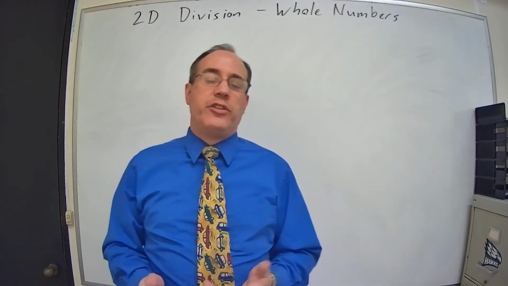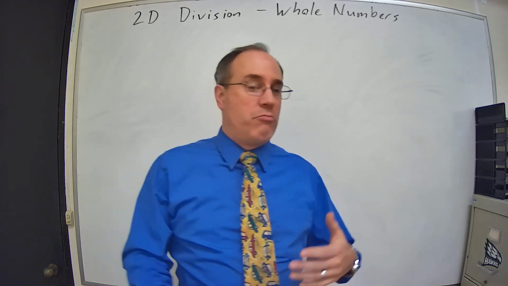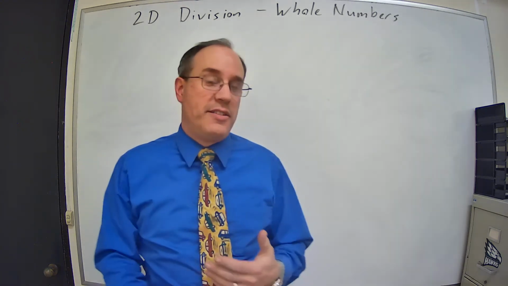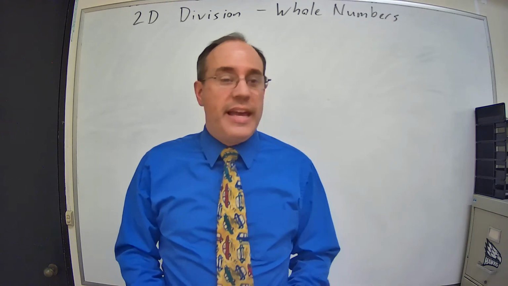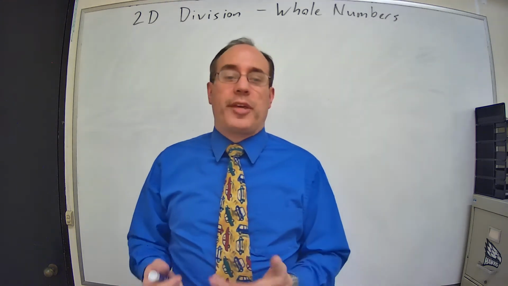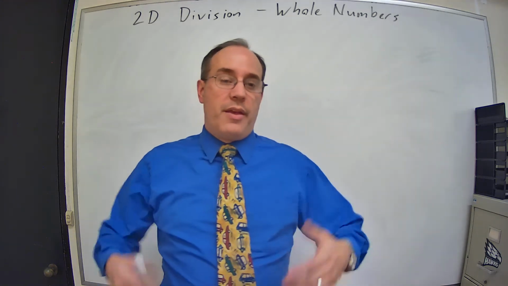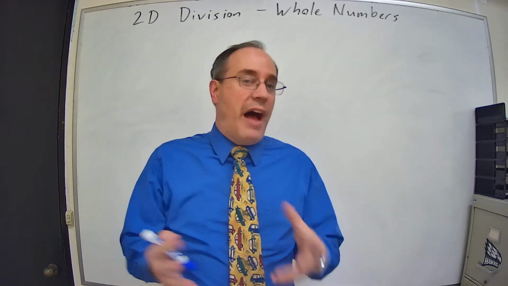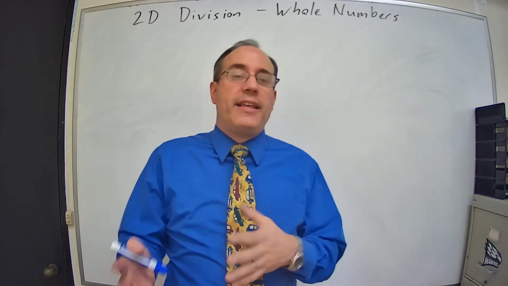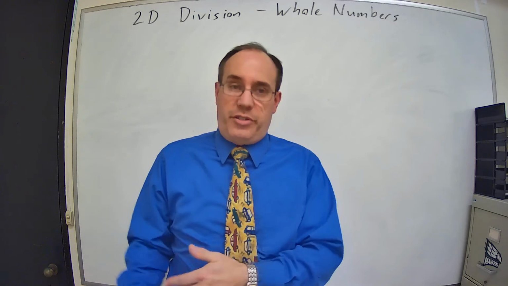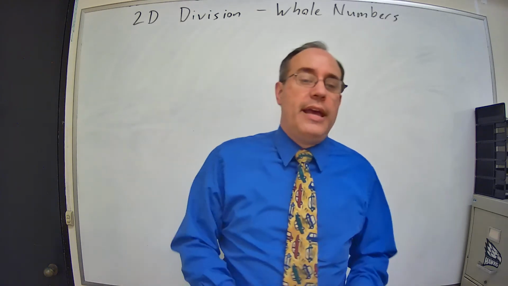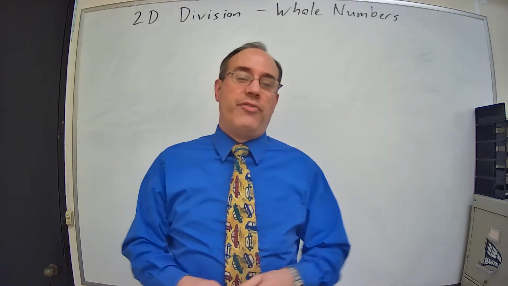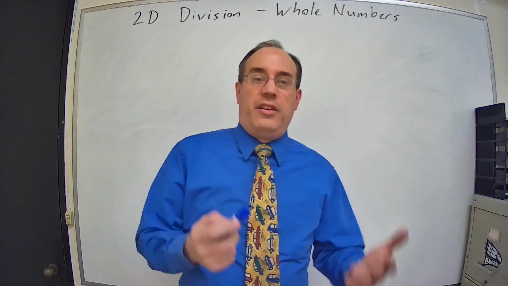2D, division of whole numbers. Now, just like subtraction was basically the undoing of addition, division is the undoing of multiplication. Basically, division is dividing or splitting or breaking things up into even parts. And when you do that, the result of division is the quotient.